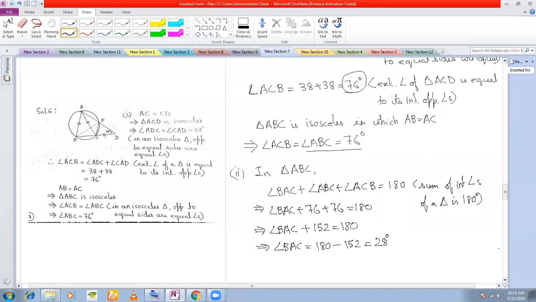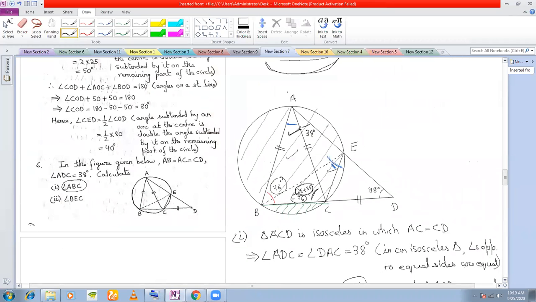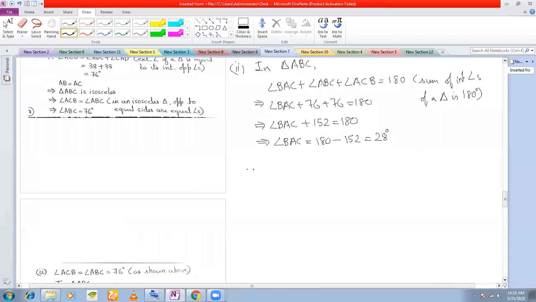degrees. So we have managed to find out the unknown angle, that is this angle here. So when we know this angle is equal to this angle, because they are angles on the same segment, we will simply write angle BEC is equal to angle BAC. Hence, angle BEC is equal to angle BAC is equal to 28 degrees, because angles on the same segment are equal. Okay, so this is how you do this sum.